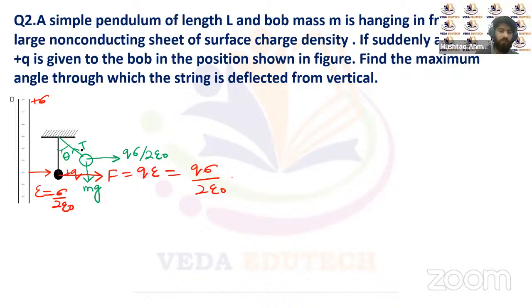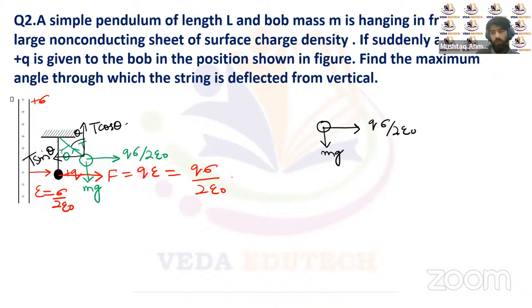Now you can see here, if we resolve the tension into two components, one component will be along this direction and the other along this direction. If this is theta, then this angle has to be theta here. It means the vertical component will be T cos theta, and the horizontal component will be T sin theta. Now, if we draw the free body diagram for this bob, mg will be along this direction, and there is the electrostatic force, q sigma upon 2 epsilon naught, along this direction. And there are the components T cos theta along the vertical direction and T sin theta along the horizontal direction.